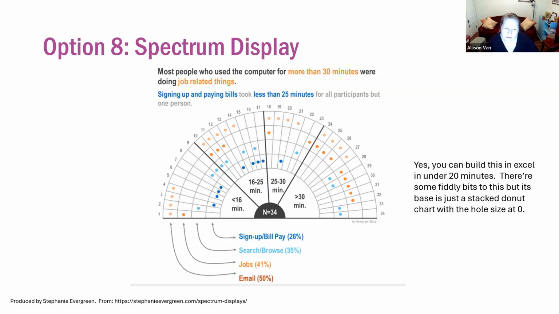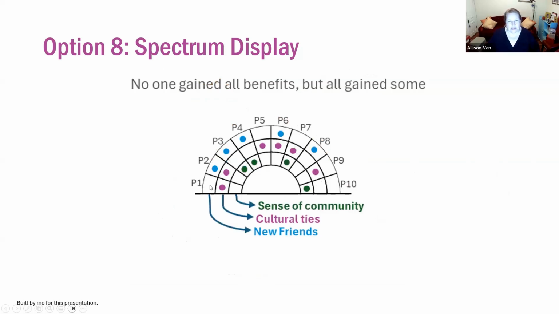But if you want to engage much more deeply, and if you want to explore a wide variety of things and see if you can see something in the data that the researcher didn't pick out, you can. And that's a real advantage when you're able to show divergence within your data and not just talk about what's common. And yes, you can build this in Excel in under 20 minutes. The base of it is just a stacked donut chart with a hole size at 0, and then it's a bunch of fiddling. So this is one that I built that's much more straightforward and simple.